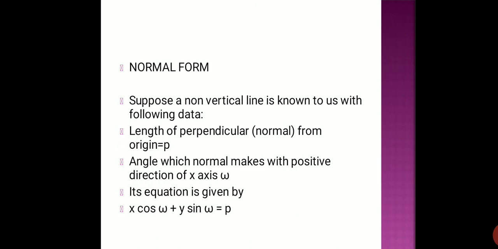The next form is the normal form. Suppose a non-vertical line is known to us with the following data: the length of the perpendicular from the origin. The line is there and its distance from the origin is given as p, and that normal makes angle omega with the x-axis. Then its equation is given by x cos omega + y sin omega = p. This is the equation.